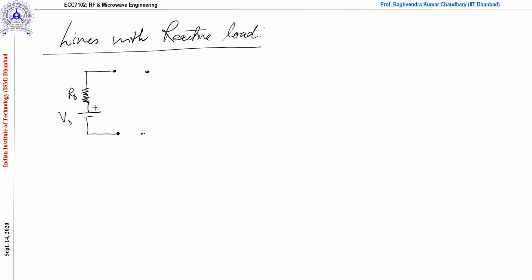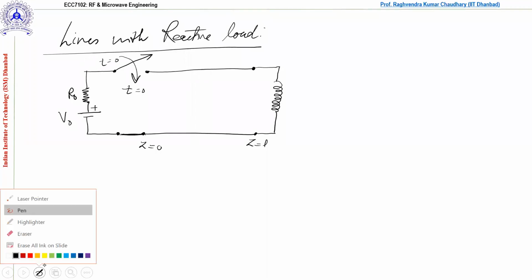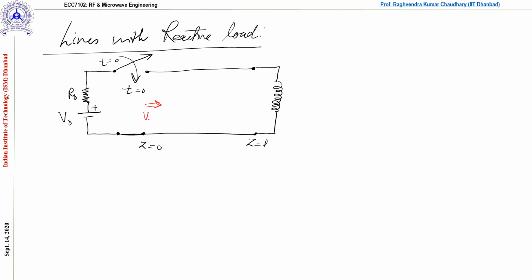Let us connect our transmission line, and let us connect the inductor here. This is Z equal to L, and this is Z equal to 0. Let us connect this transmission line with the source side, and here we'll apply a switch. At t equal to 0, this is going to be closed. From this side onwards, this is V1 plus, and the characteristic impedance we have taken is R0. Here this is L and this is VL.